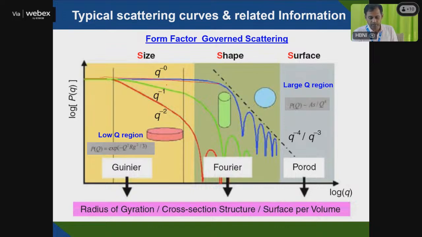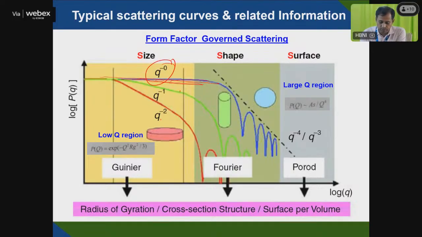In this area, if you fit linearly and see whether it's proportional to Q to the power minus 0, Q to the power minus 1, or Q to the power minus 2, that depends on the fit. If it is Q to the power minus 0, that means it's almost symmetrical, so it will give spherical particles. That is size information, mainly in the case of spherical particles.